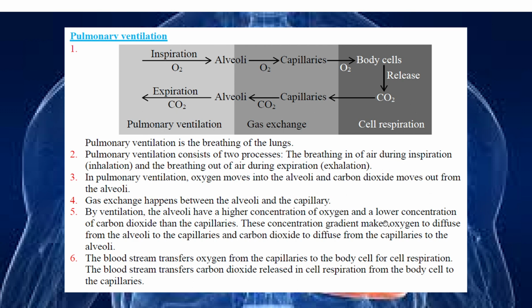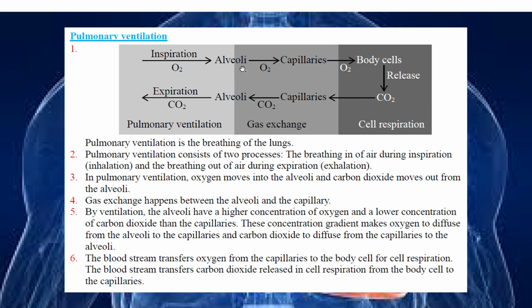And this is what happens in the lung. There are three parts. The first part is how the oxygen and carbon dioxide are released or absorbed from the surroundings, and then how they are transported through the body. First of all, pulmonary ventilation is the breathing of the lungs. Pulmonary ventilation consists of two processes: breathing in of the air, and breathing out of the air. In pulmonary ventilation, oxygen moves into the alveoli, and carbon dioxide moves out from the alveoli. So the alveoli is the way the air, oxygen go in and carbon dioxide go out.